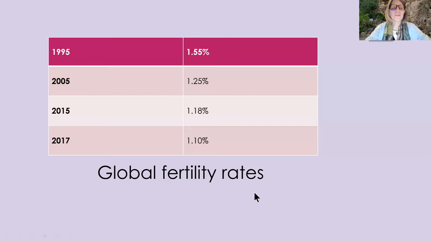In fact, global fertility rates, you can see it here. 1955, there was 1.5 kids per couple.